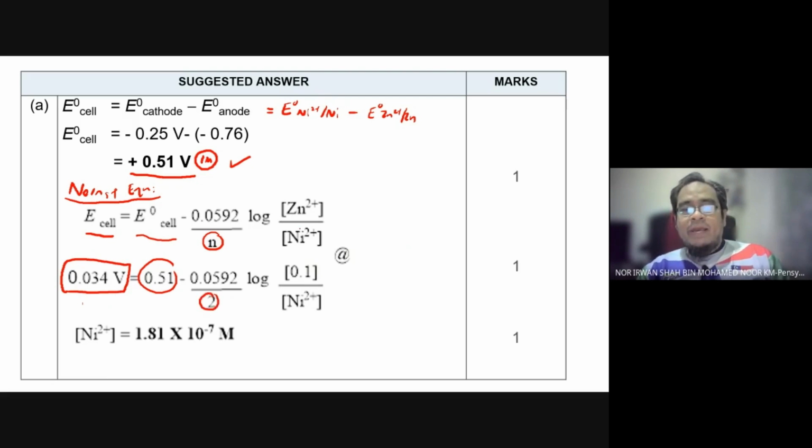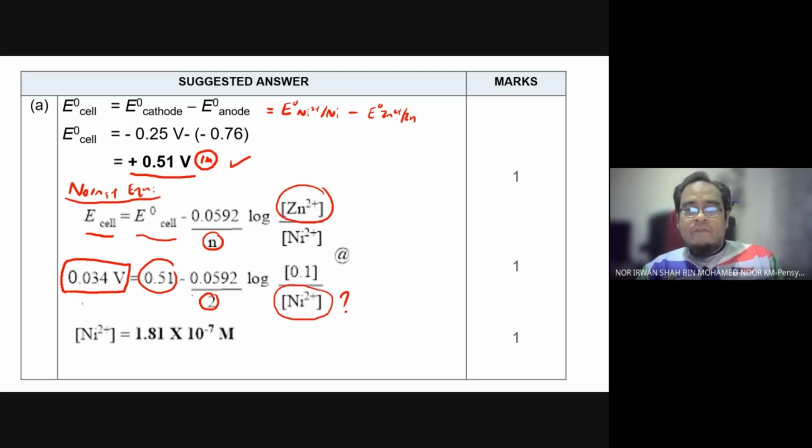Alright. And then, what else? Concentration of zinc 2+. Nampak tak guys? Already given kan? Dalam soalan berapa? Ni 0.1 molar. So kita masukkan dekat sini lah 0.1 molar. Jadi apa yang tinggal? Yang tinggal adalah concentration of nickel 2+. Jadi inilah apa yang kita nak calculate. Kan inilah apa yang soalan minta kan? Soalan minta you all kira apakah kepekatan nickel 2+ yang kita gunakan dalam this galvanic cell.